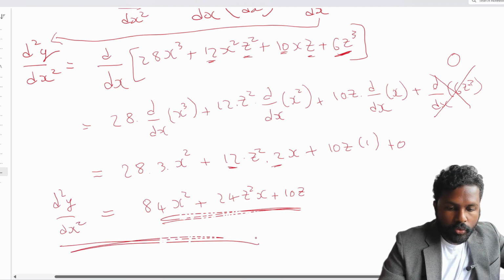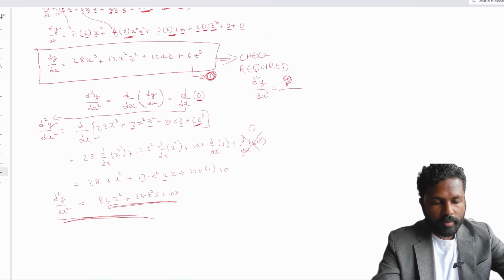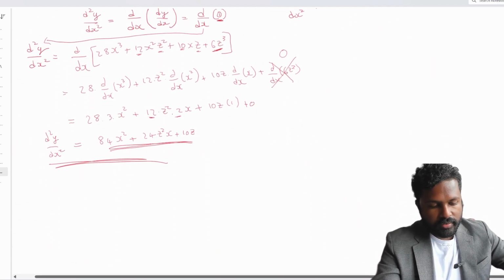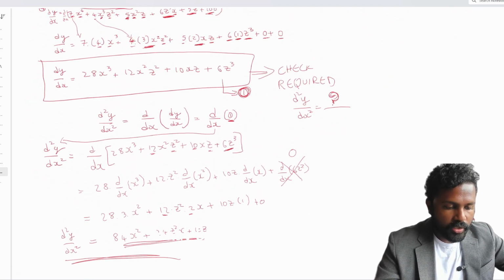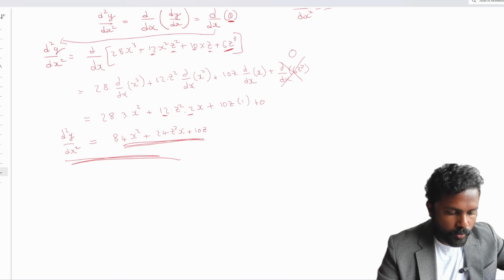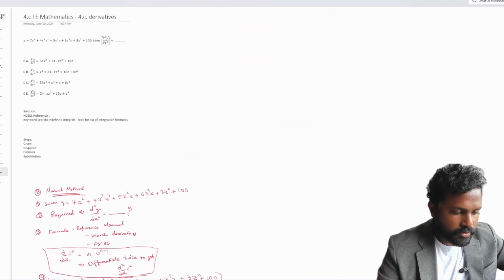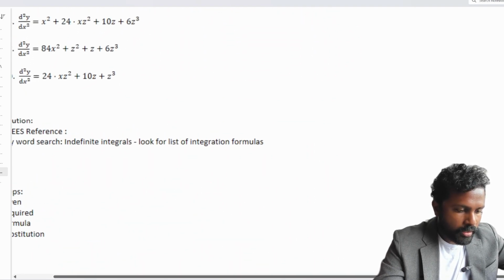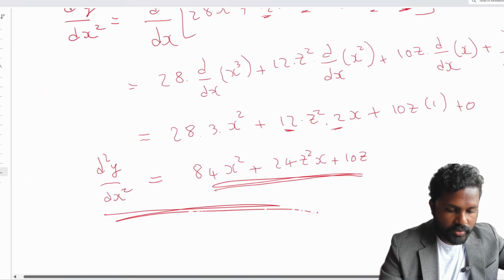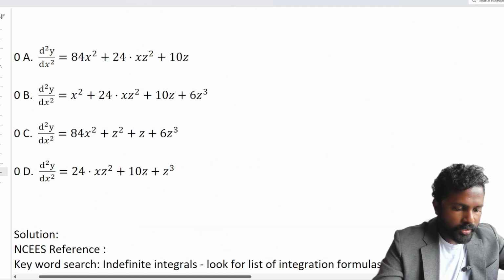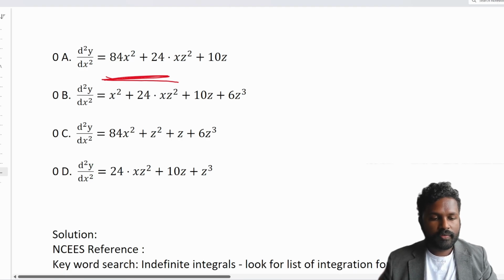Whenever you get your answer, go check your required one more time. d square y by dx square. Yes, that's exactly what we found. d square y by dx square. Now let's go see the choices, only after you check your required, okay? 84 x square plus 24 z square x plus 10z. That's your option 1. There you go, guys. That's how you solve this problem.